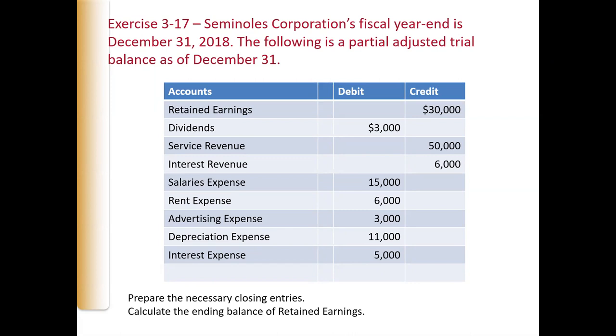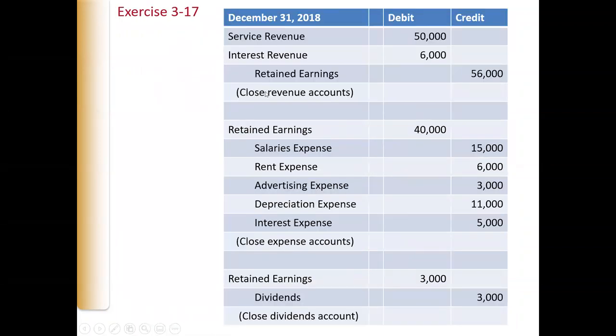let's go through and close out the accounts. The first thing we're going to close out is revenues. So we will debit our service revenue for 50,000, debit our interest revenue for 6,000, and we're going to credit that to retained earnings for 56,000.